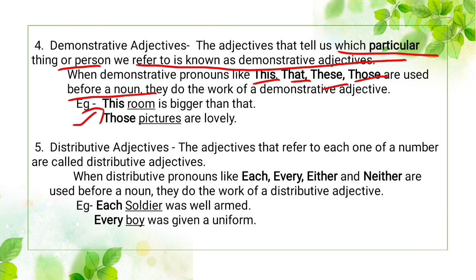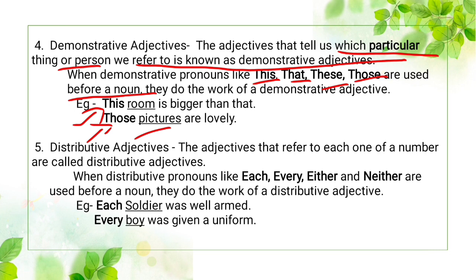That's why it is acting as a demonstrative adjective. Next example is, those pictures are lovely. Here we can see that a demonstrative pronoun, that is those, is used before a noun to denote it. That's why it is acting as a demonstrative adjective in the sentence.